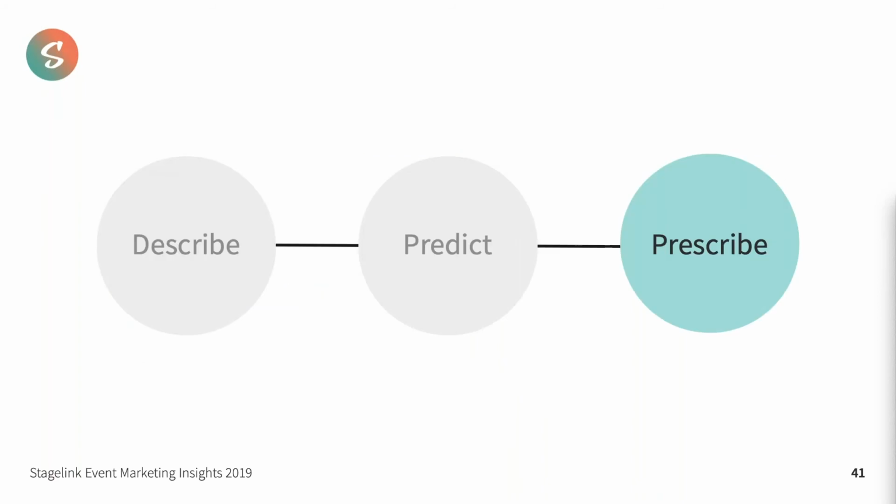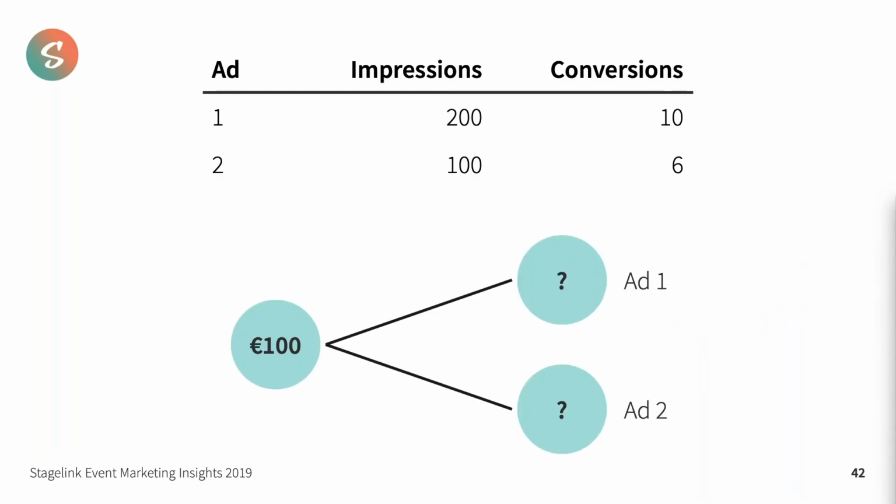Secondly, one step further, how can we use this data to actually influence our actions and form our decisions about what we want to do with our campaigns? For that, one brief example. Imagine you have two ads that you're running in a marketing campaign, ad 1 and ad 2, and yesterday ad 1 generated 200 impressions and 10 conversions. Ad 2 at 100 impressions got you 6 conversions.